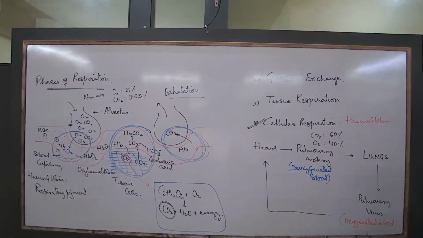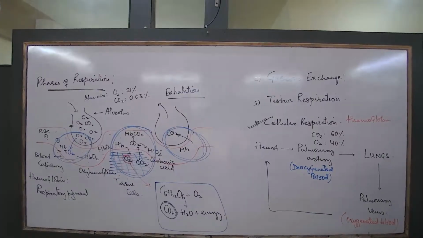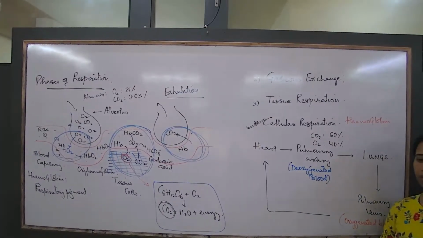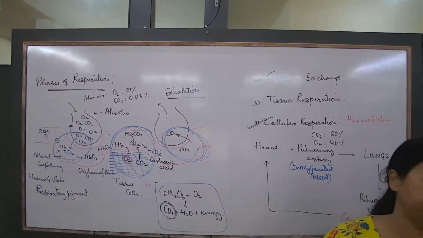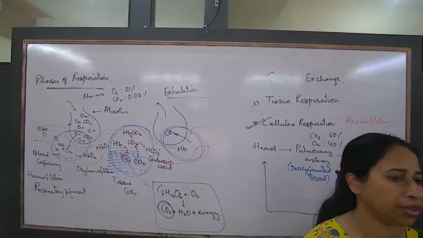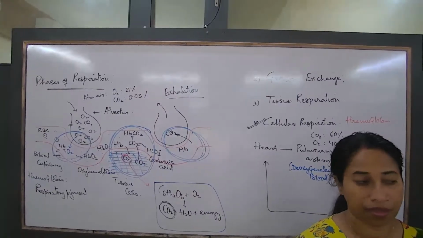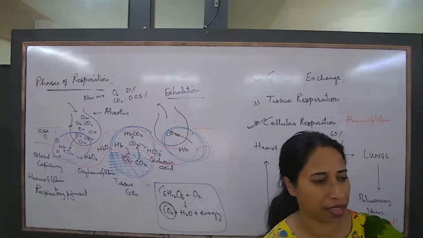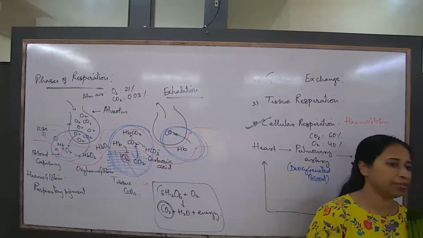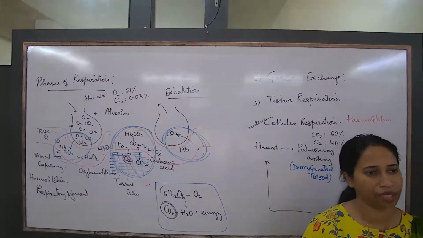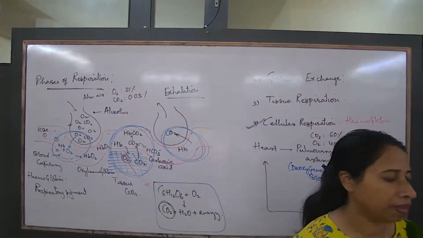The first answer, what to write? Hemoglobin. Spelling correct. Second answer, what to write? You have to write the full term. Oxyhemoglobin.